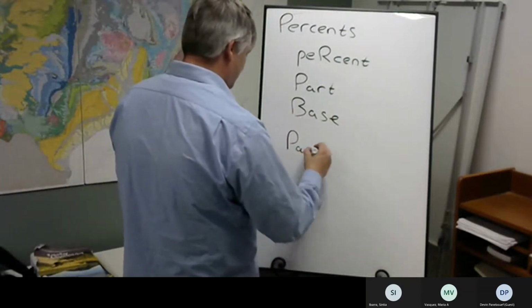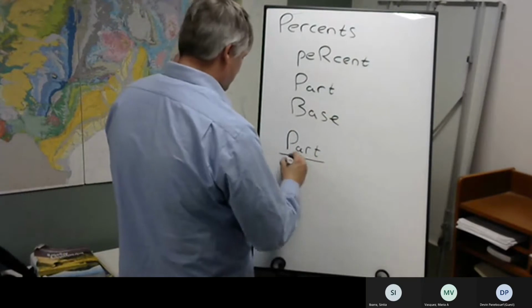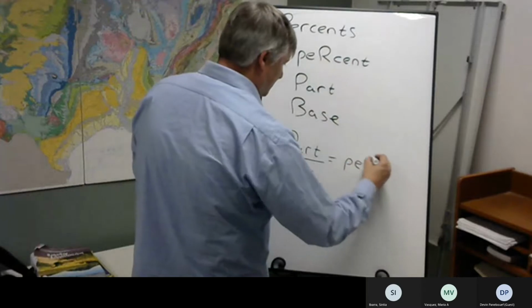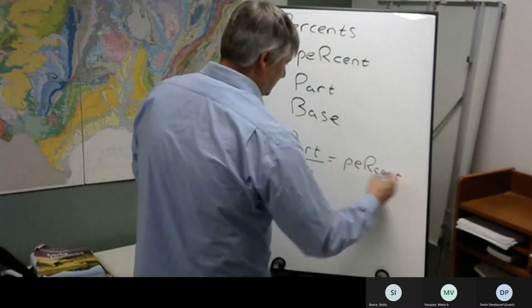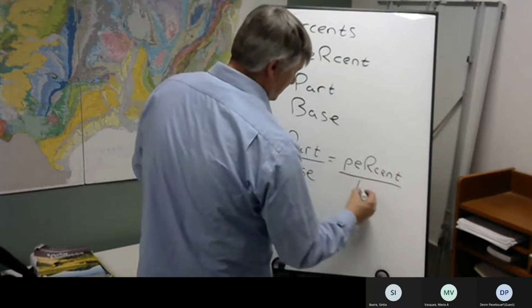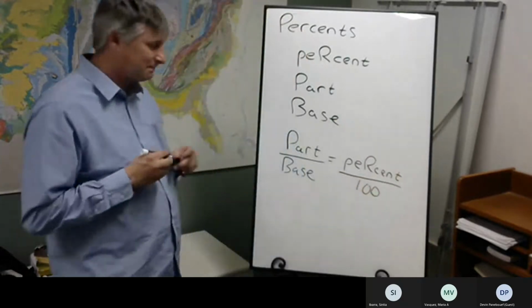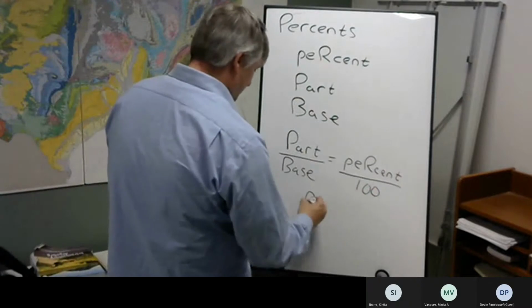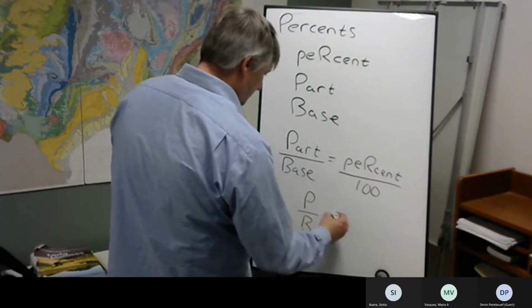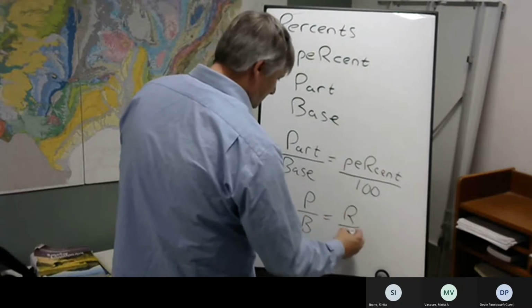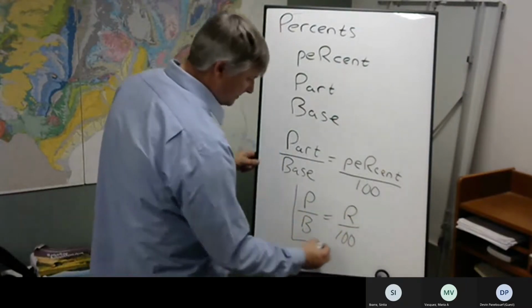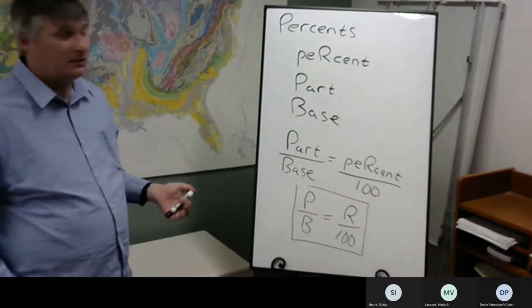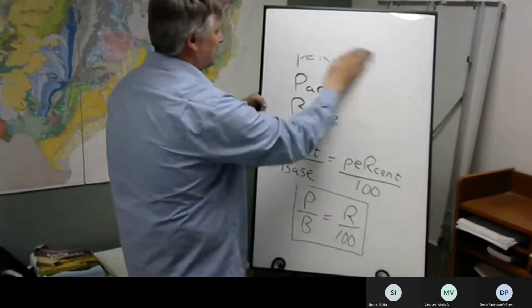The part over the base is equal to the percent, and this is always going to be here, divided by 100. Or put more simply, P over B equals R over 100. And so this is a formula we're going to use for these kinds of problems.